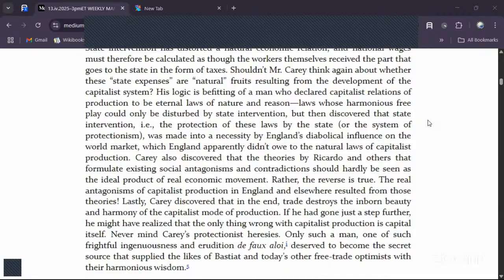Carey also discovered that the theories by Ricardo and others that formulate existing social antagonisms and contradictions should hardly be seen as the ideal product of real economic development. Rather, the reverse is true. The real antagonisms of capitalist production in England and elsewhere resulted from those theories. Lastly, Carey discovered that in the end, trade destroys the inborn beauty and harmony of the capitalist mode of production. If he had gone just a step further, he might have realized that the only thing wrong with capitalist production is capital itself. Never mind Carey's protectionist heresies.